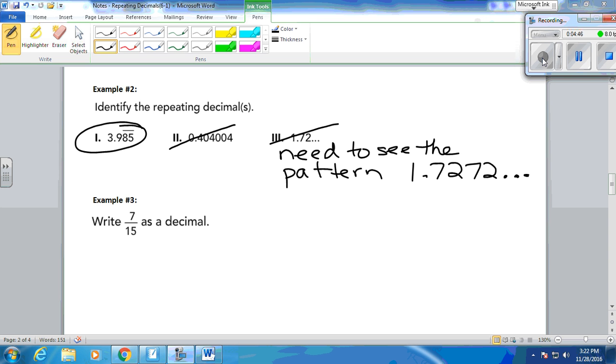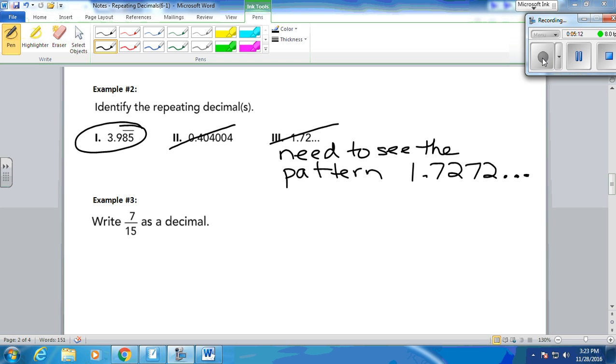Okay, so the only one that is the answer here is choice number 1. It has the repeating bar. You can write repeating decimals with the bar, but in choice 3, you don't clearly see the pattern of 7272, so we cannot assume that that is going to be a repeating decimal. It could go 7235 and then 72 again, but we don't know that. There's no way to be sure.